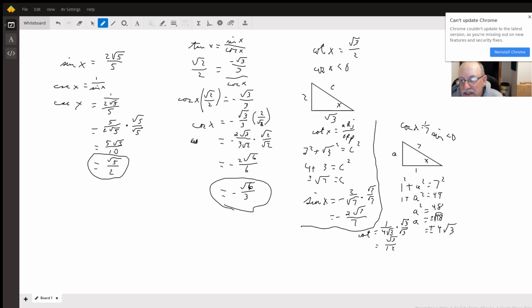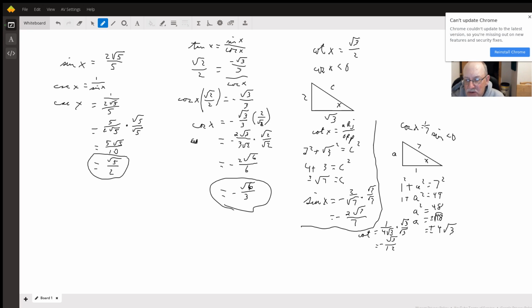Okay, last one. They tell us the cosine is 1/7 and the sine is negative. So that means our cotangent is going to be negative down here. So again, this time we have to figure out how long the opposite side is. So we know the adjacent side is 1, the hypotenuse is 7. So 1 squared plus a squared equals 7 squared. 1 plus a squared equals 49. A squared is going to equal 48 when we subtract 1 from both sides.